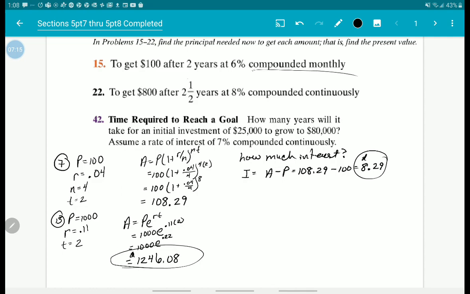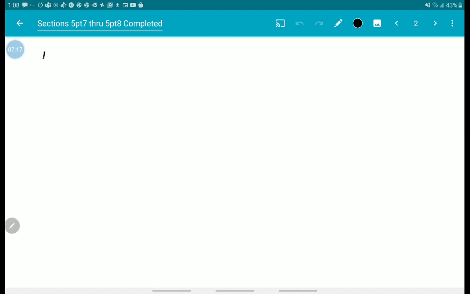So I'm going to flip over to the next page. Let's talk about the information we have. We want to get 100, so that's our A. We're leaving it in there for 2 years. Interest rate is 6%, and it's going to be compounded monthly. Monthly means 12 times a year. If it's compounded monthly, we're using that compound interest formula. So let's substitute in everything we know.